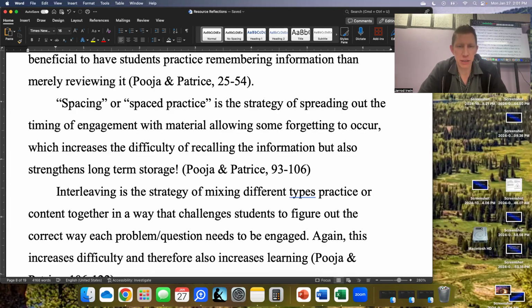Spacing, or spaced practice, is the strategy of spreading out the timing of engagement with material, allowing some forgetting to occur, which increases the difficulty of recalling the information, but also strengthens long-term storage. We talked about this practice too, but the thing that's a little bit different, at least how it's stated in my summary, is the benefit of forgetting. You actually want to allow some measure of forgetting in order to make the remembering more challenging.